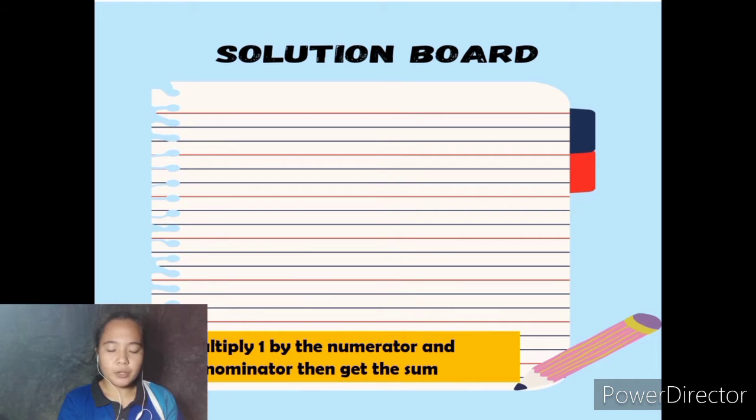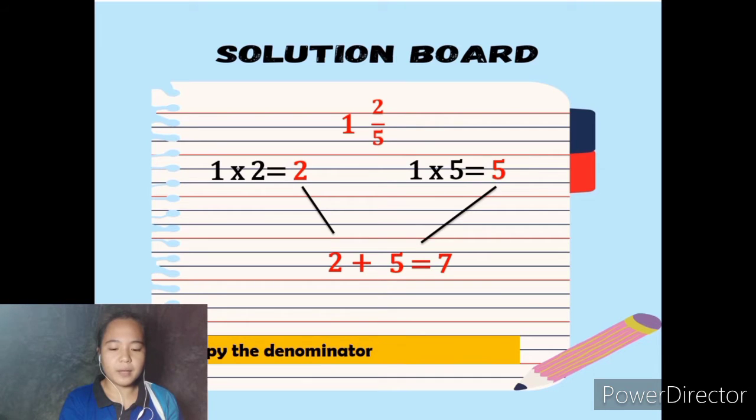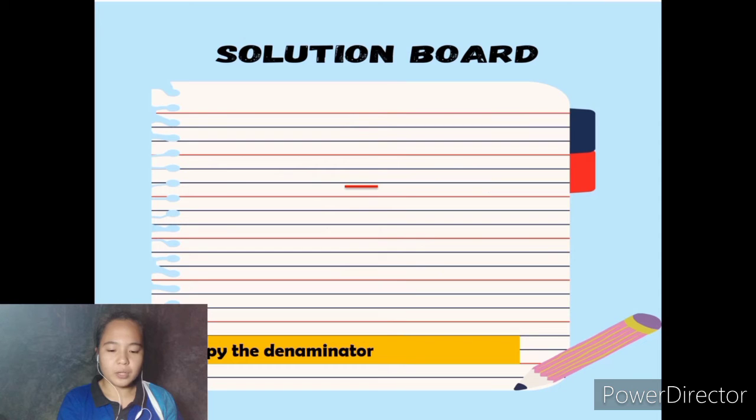Multiply 1 by the numerator and denominator, then get the sum. Naka-improper fraction kasi siya, kaya gagawin natin, i-multiply natin yung 1 sa 2 at saka sa 5, which is yung numerator at saka denominator. So, 1 times 2 is equal to 2. And 1 times 5 is equal to 5. So, ang gagawin natin, ipag-a-add natin yung dalawa, which is 2 plus 5 is equal to 7. And gagayan lang natin yung denominator nung nauna, which is 5. So, magiging ganito siya.